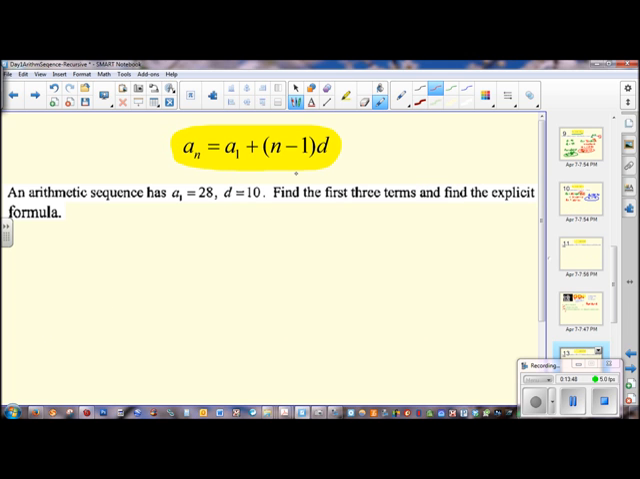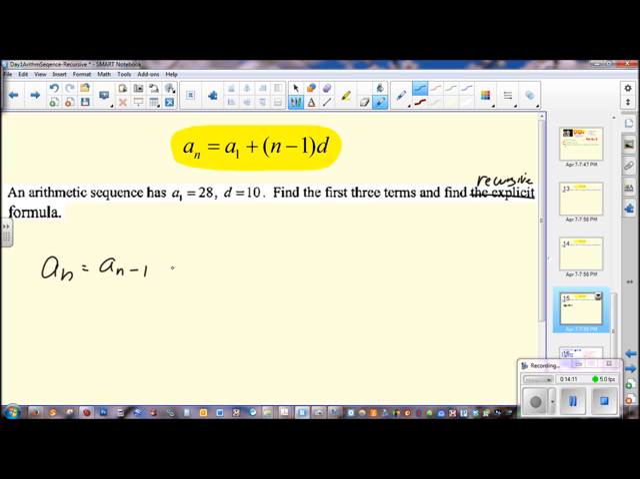Okay, we've got an a sub 1 is 28, a d is 10. Find the first three terms in the explicit formula. But I'm going to change the instructions here slightly. I'm actually going to have you find the recursive formula. Well, in order to find the recursive formula, a sub n is equal to a sub n minus 1 plus d. I'll need to know what d is, and I have d already, but all I have is a sub 1. So in this case, I'm going to start listing out the terms.